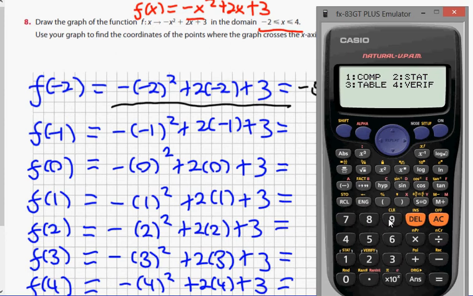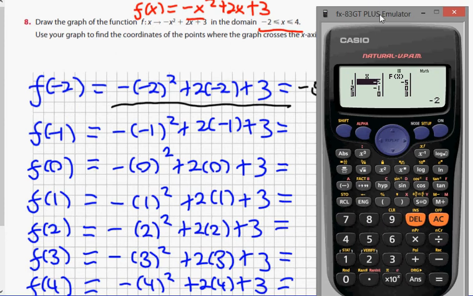Modes table equals minus x squared plus 2 alpha x plus 3, starts at -2, ends at 4. Step, what's the step, lads? Anybody? 1.